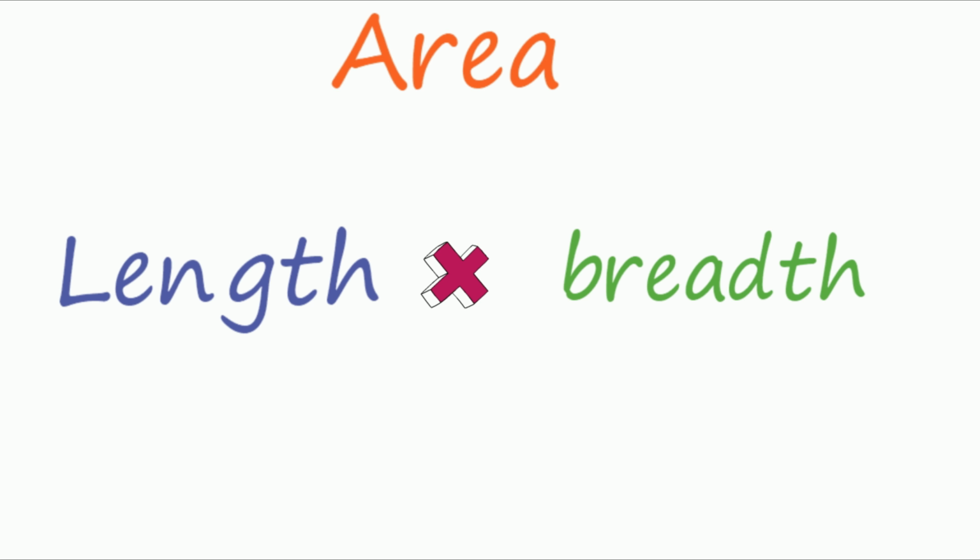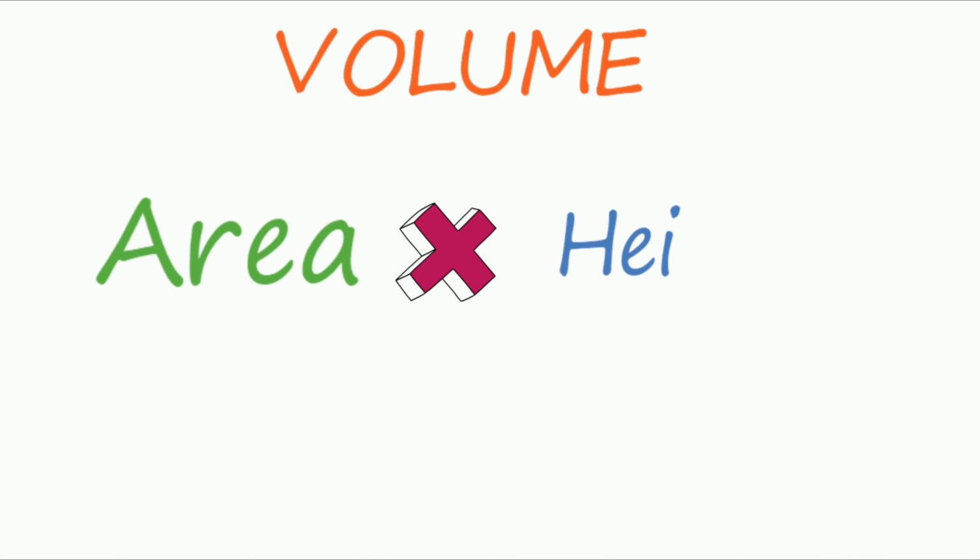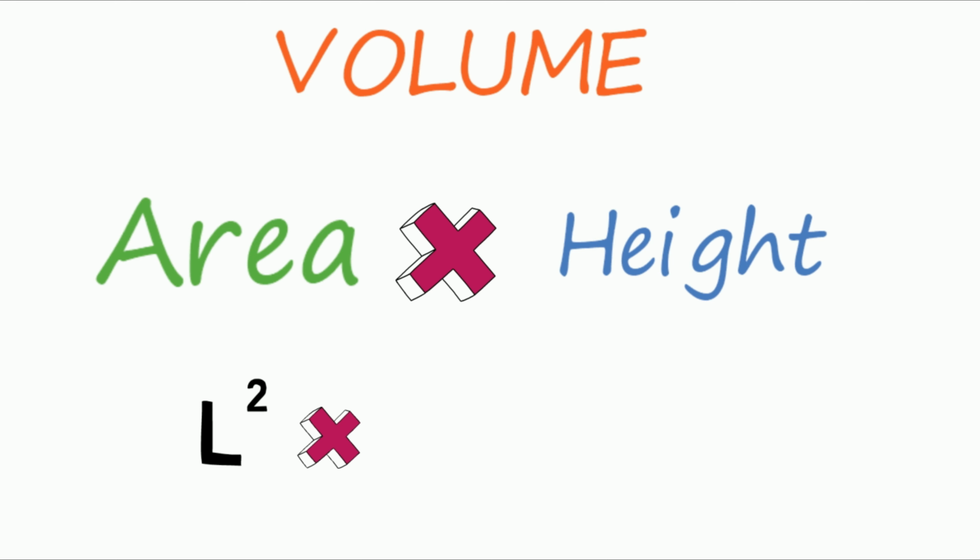Let's move on to the simple stuff, like area. Now its expression is length times breadth, but breadth is also a type of length, so the dimensional formula is equal to L square. Next up, volume. We have area times height. The dimensional formula for area is L square and height is L, so the dimensional formula for volume is L cube.